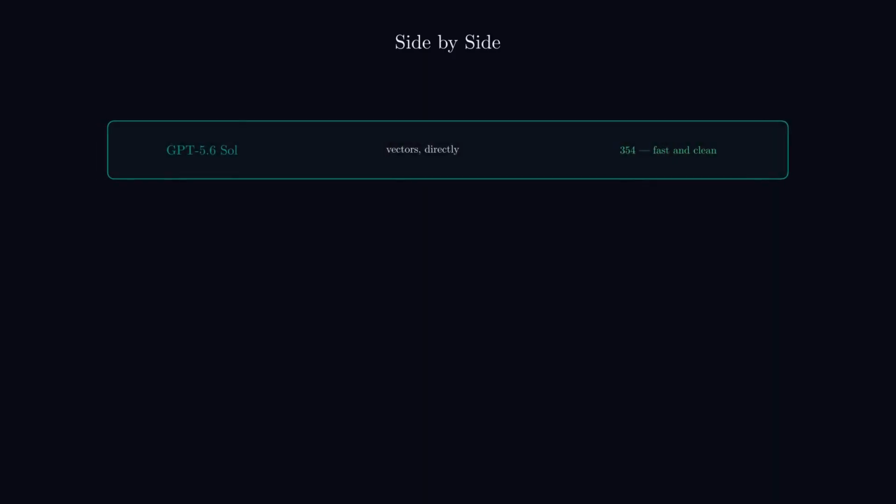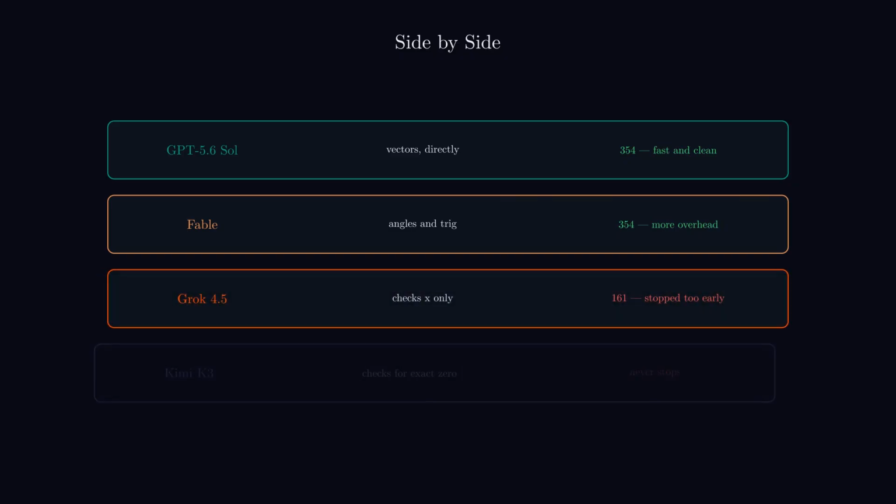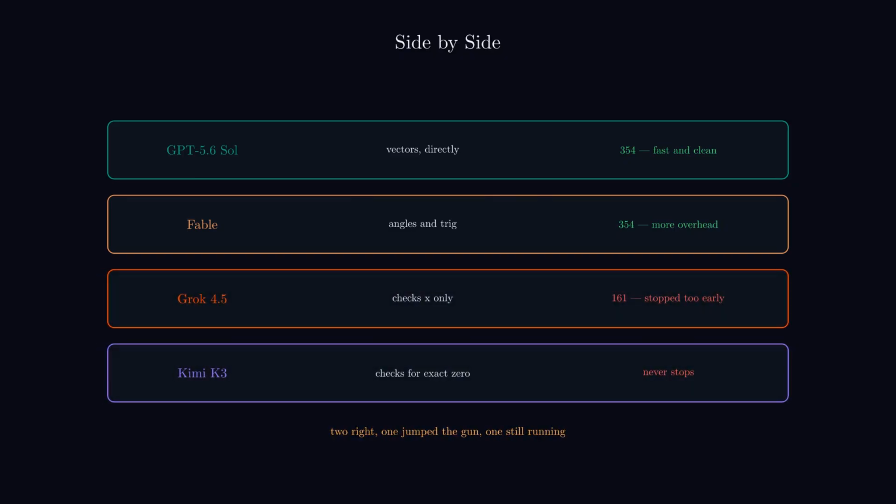So four models, four pretty different outcomes. GPT landed on 354, fast and clean. Fable also got 354, just took a little bit longer. Grok stopped way too early at 161, and Kimi K3 just never stopped at all. So two right, one jumped the gun, and one that's still running.